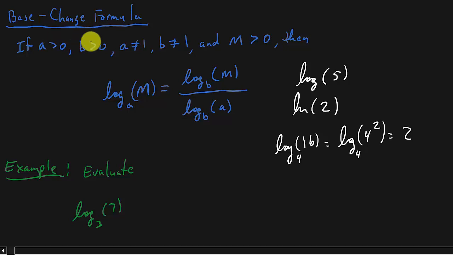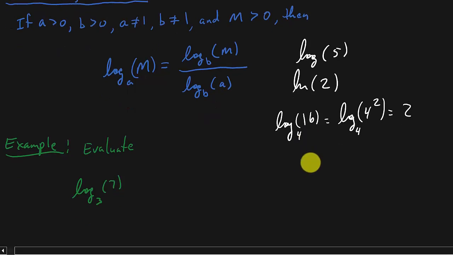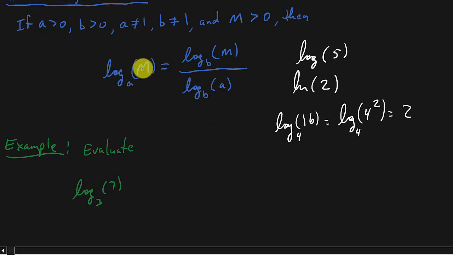That's where this base change formula is going to come in. So you see what it says, the log of M with base A. Here's M, here's A. M is 7, A is 3. So this is, now just bear with me a minute, natural log of 7 over natural log 3. And that's all it is.